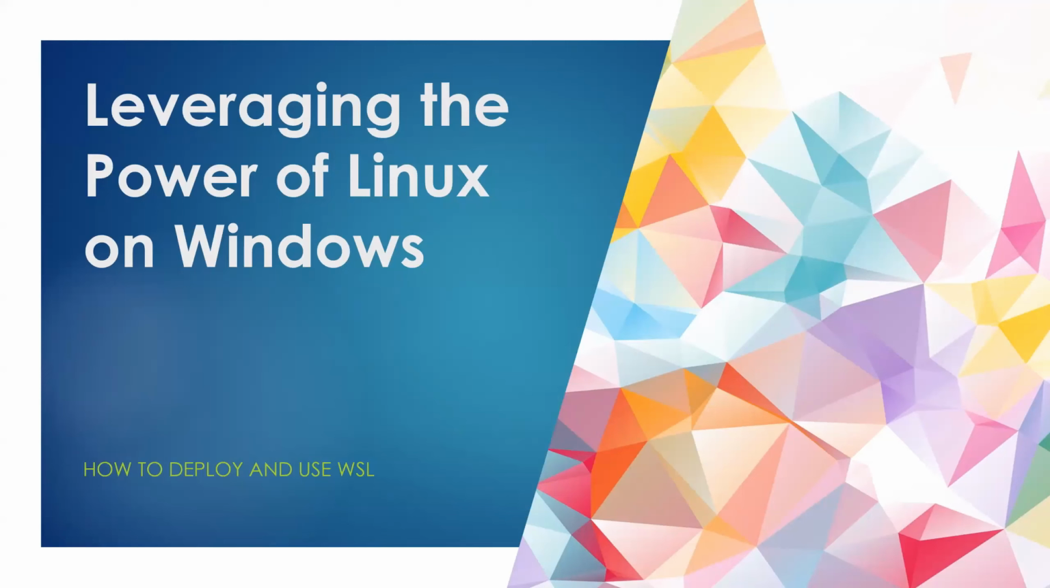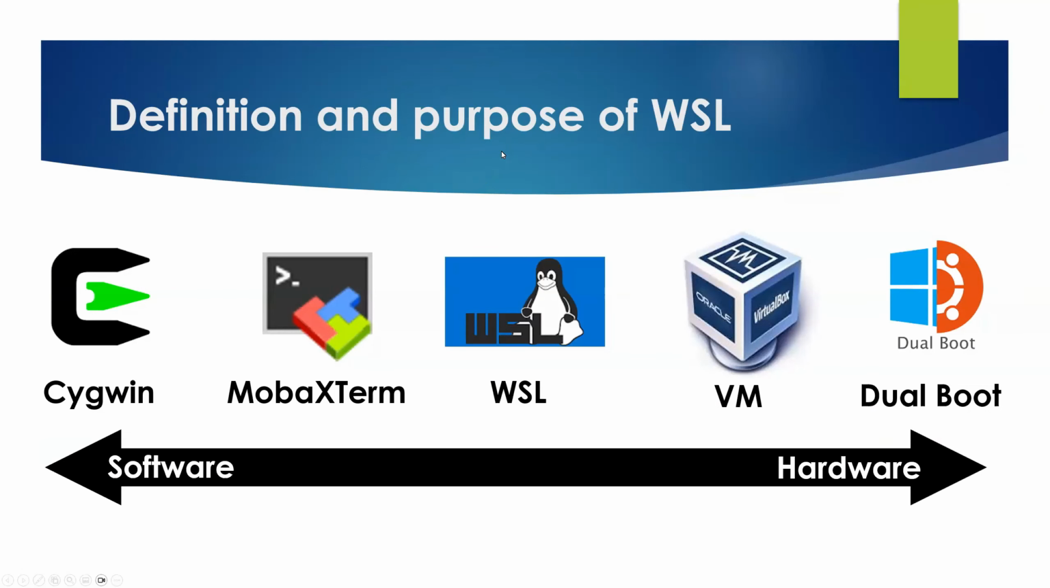Today, we're going to talk about leveraging the power of Linux on Windows, how to deploy and use Windows Subsystem for Linux. Windows Subsystem for Linux is an optional feature that was added in Windows 10 and really polished by Windows 11 that provides you with a seamless integration to run a Linux instance on Windows. It gives you the command line tools and the applications that you're familiar with. These run directly on Windows without the traditional virtual machine or a dual boot configuration.